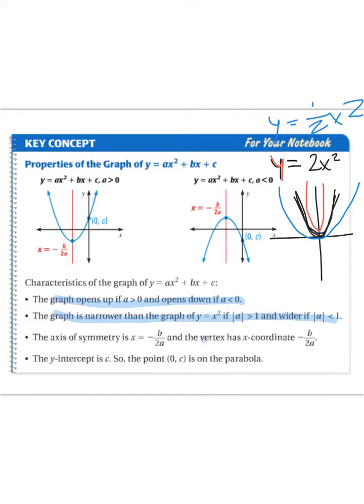The other really important note is that for the vertex, the x-coordinate is negative or opposite b over 2a. So if b was negative, to find the x-coordinate, we'd take the positive b over 2 times a. But if b is positive, then we take negative b over 2a. So it's just the opposite sign of b divided by 2 times our coefficient in front of x squared. Once we know our x value for the vertex, that is also going to be our line of symmetry.